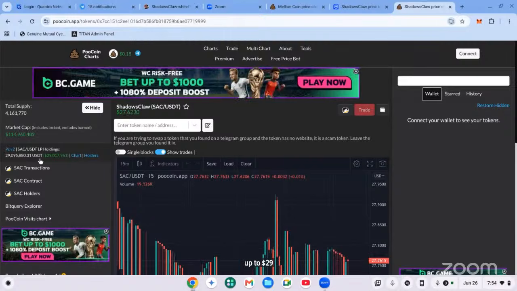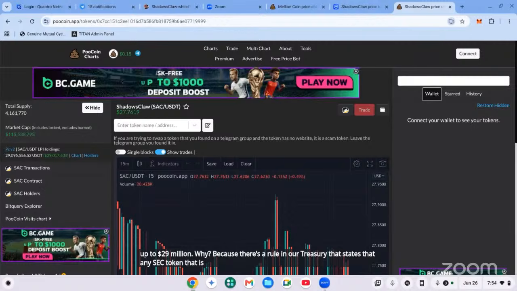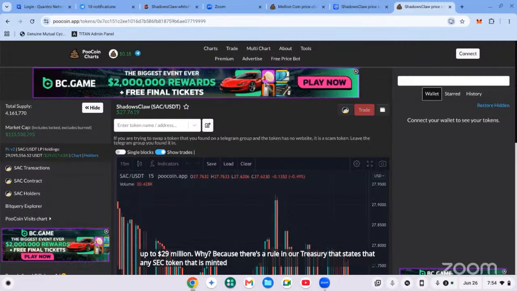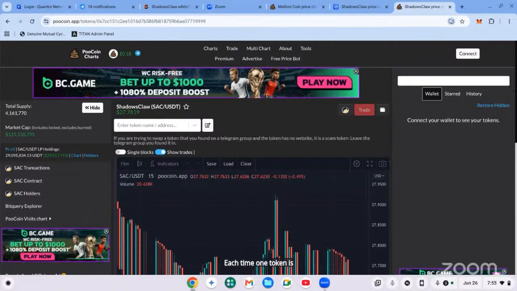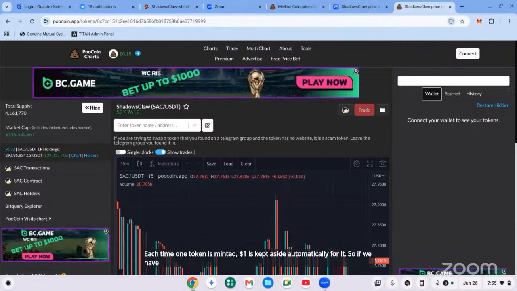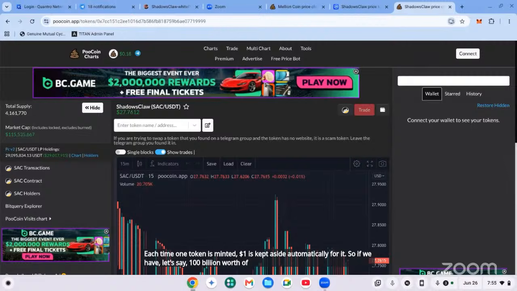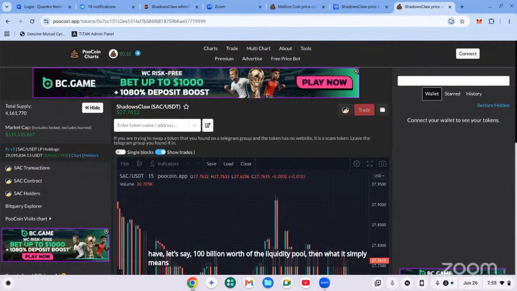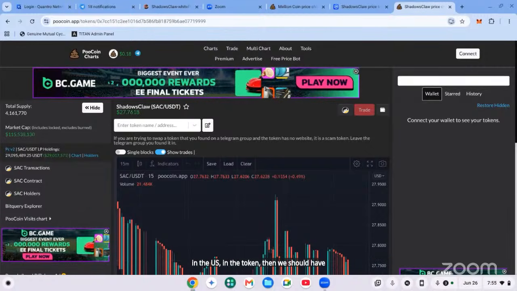Why? Because there's a rule in our treasury that states that for any SAC token that is minted, $1 should be automatically set aside for that token. Each time one token is minted, $1 is kept aside automatically for it. So if we have, let's say, 100 billion worth of the liquidity pool, then we should have $100 billion in that pool.